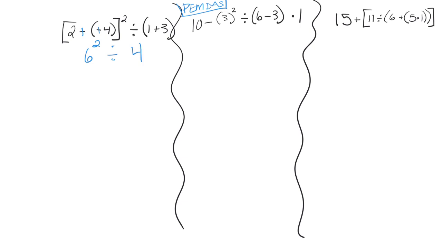All right, so the next level of order of operations is to deal with your exponents. That's my 6 squared, going to get me a 36. And then divide by 4, that ends up being a 9. Final answer, 9.